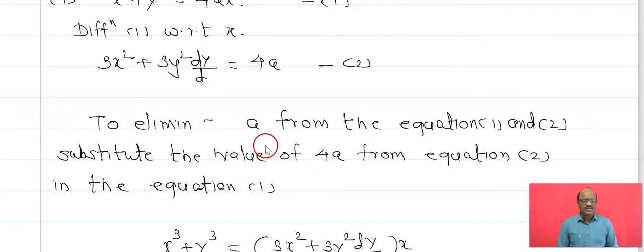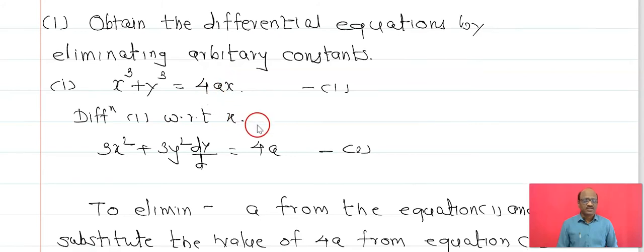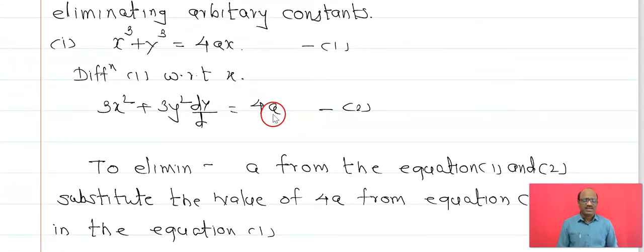To eliminate a, what is our objective? To form the differential equation from any solution, our objective is to eliminate this arbitrary constant a. Now we have differentiated here and we have the value of 4a. What is the value of 4a? That is 3x square plus 3y square into dy by dx.